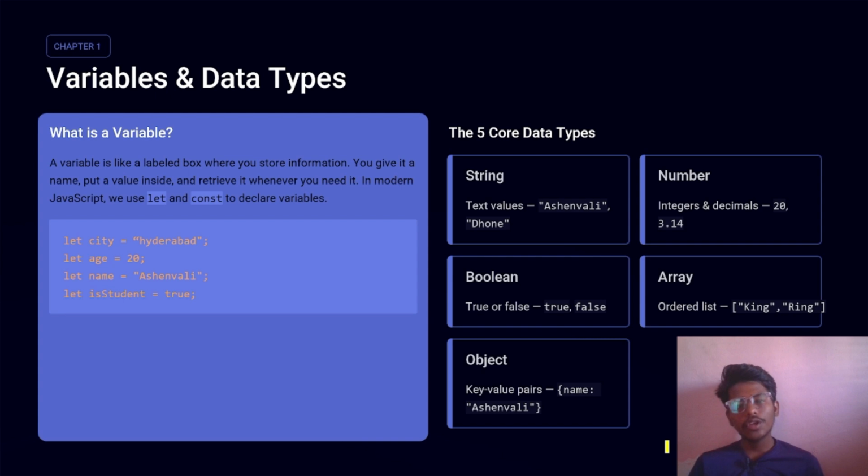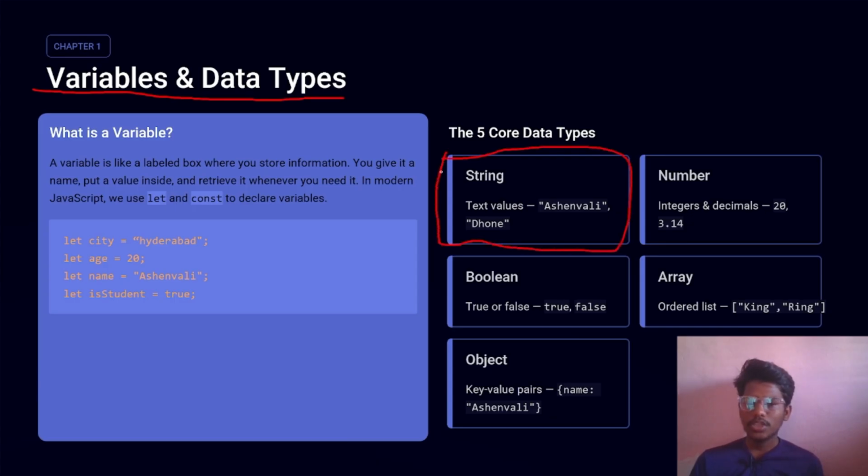In chapter 1 we are going to discuss variables and data types. We all know what a variable is. A variable is like a labeled box where you store information. Let's take an example. Suppose this is the box, and some information is stored in this box. This box is known as a variable.